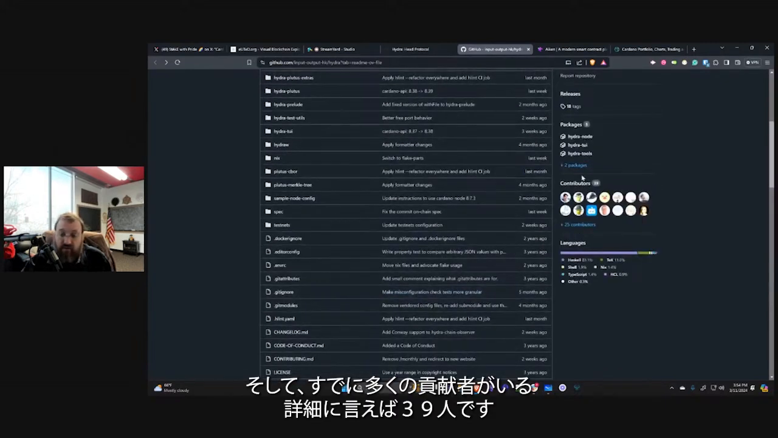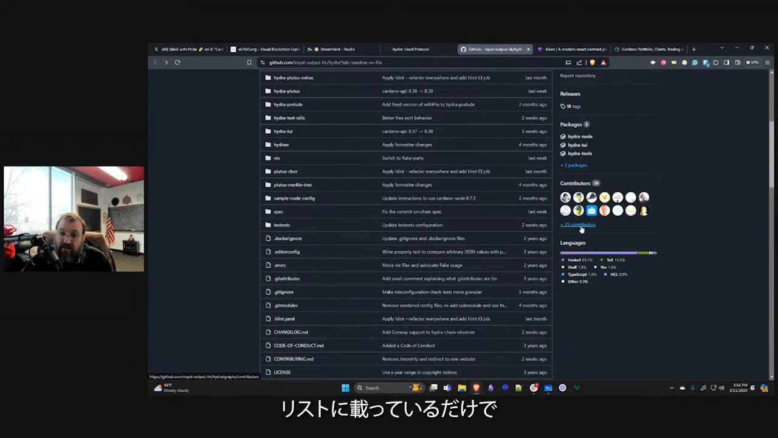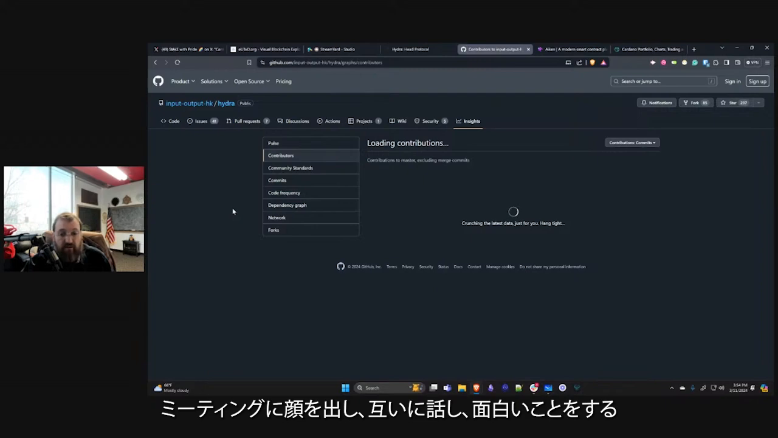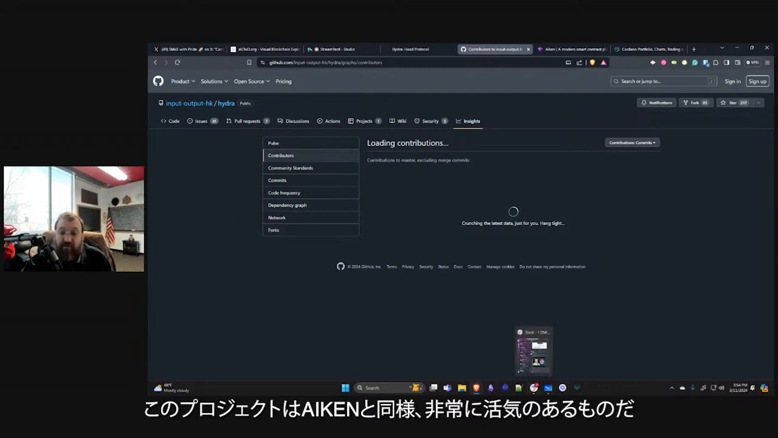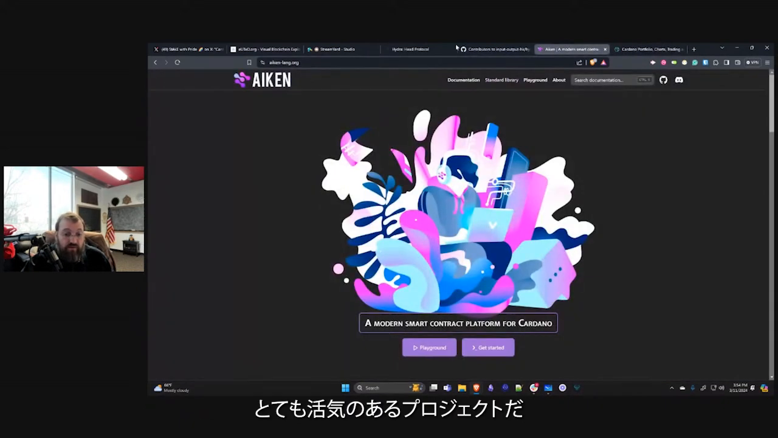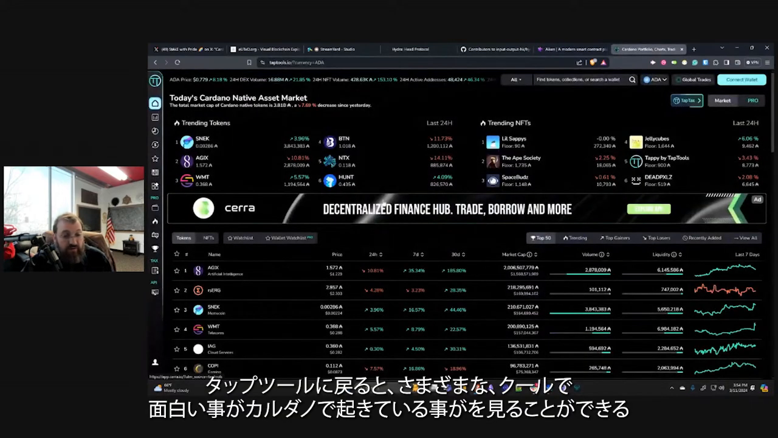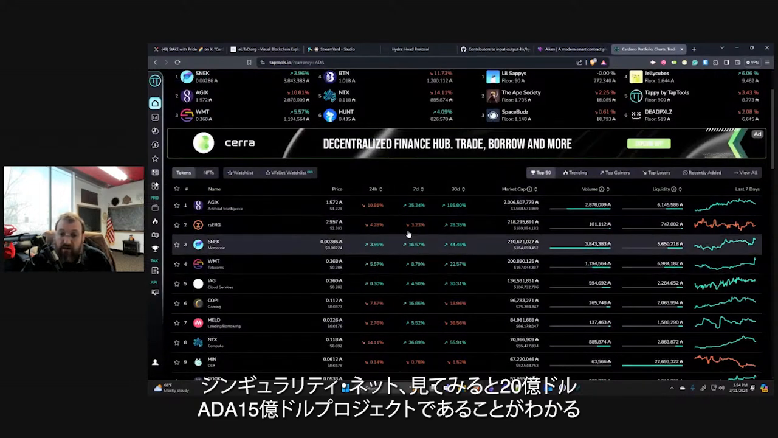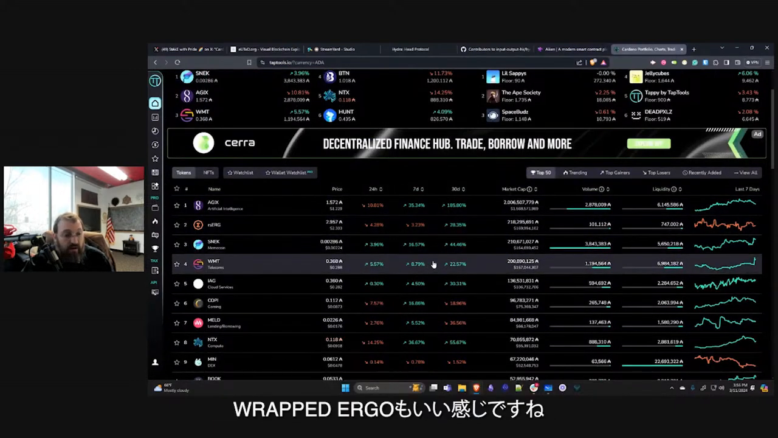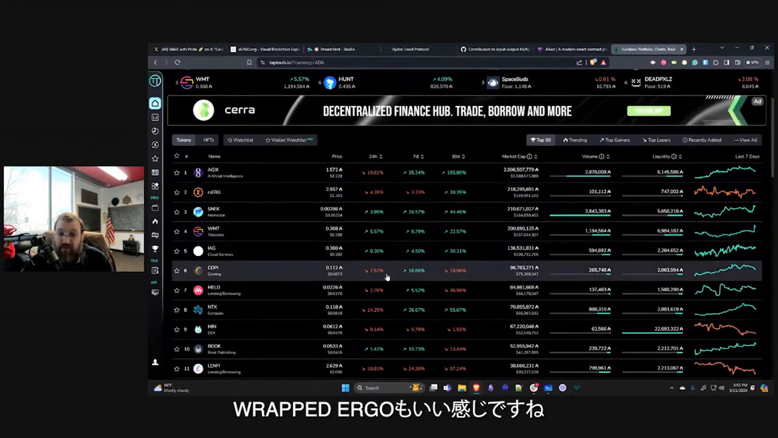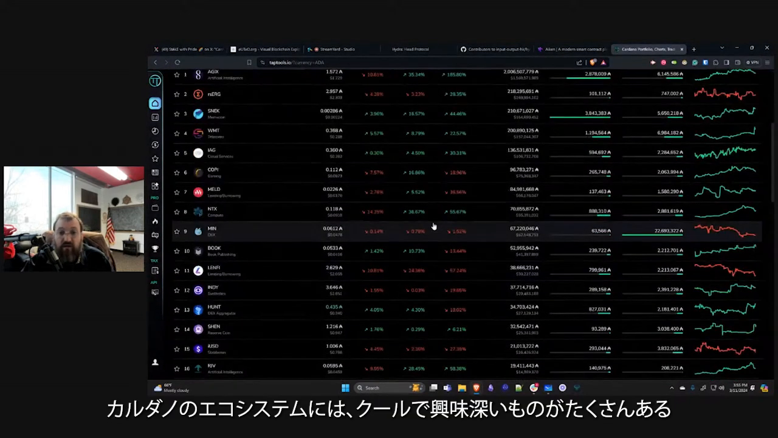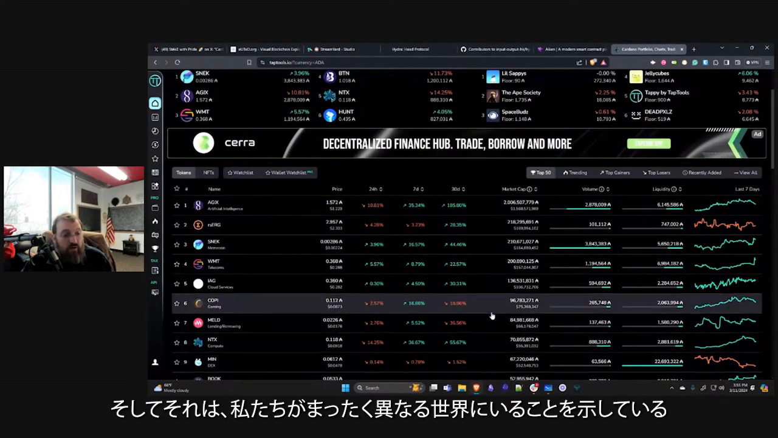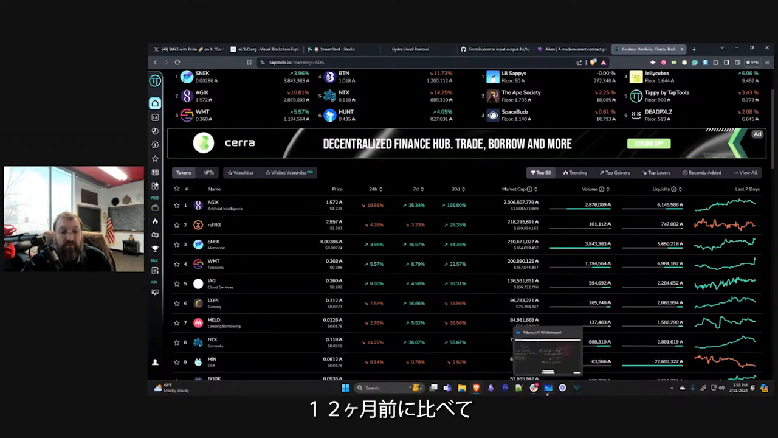And there's already a lot of contributors, 39 contributors to be exact, that are on the list. And these contributors are every week showing up at meetings, talking to each other, and doing interesting things. And so it's a very vibrant project, as is Icon. It's a very vibrant project. Going back to tap tools, you can also see all the different cool, interesting things on Cardano. SingularityNet, for example, $2 billion ADA, $1.5 billion project on Cardano. Wrapped Ergo is also looking really good. There's just a lot of cool and interesting things that are in the Cardano ecosystem. And it shows you that we're in a very different world than we were just 12 months ago.